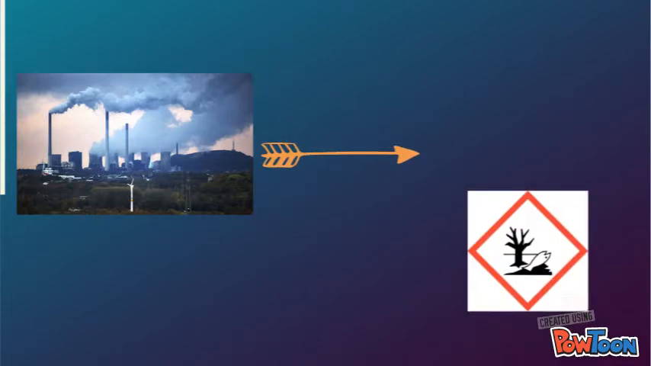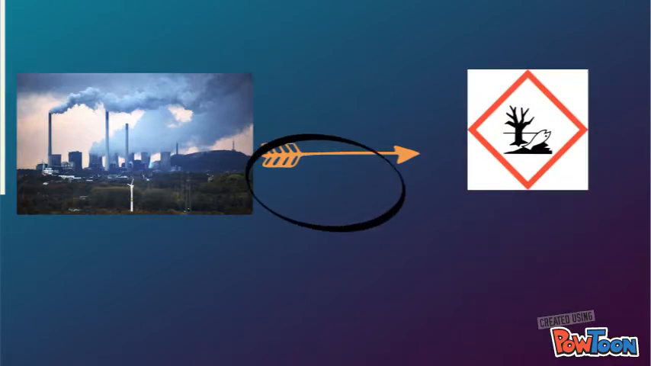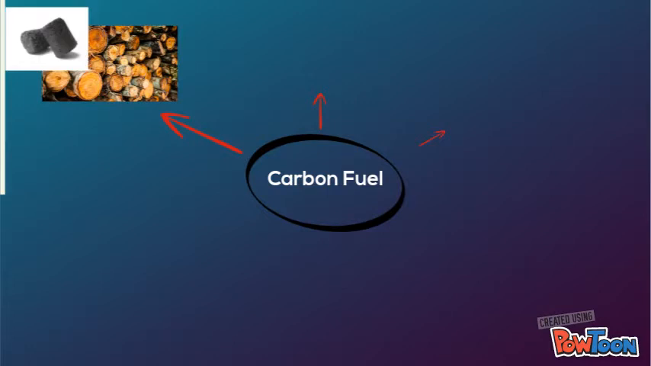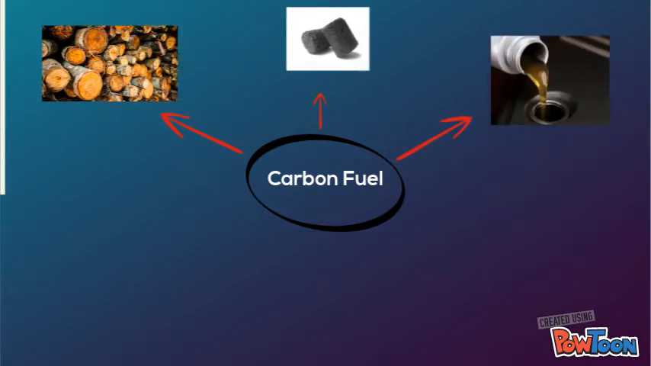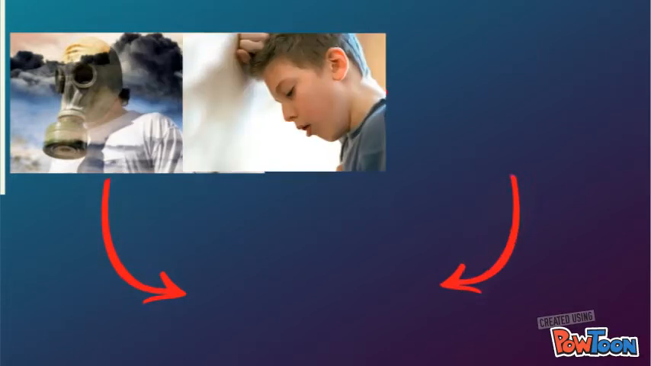The burning of fossil fuels leads to the release of harmful products into the environment. Carbon fuels such as wood, coal, and petroleum release unburned carbon particles into the environment. These particles are very dangerous pollutants and cause respiratory diseases, for example, asthma.